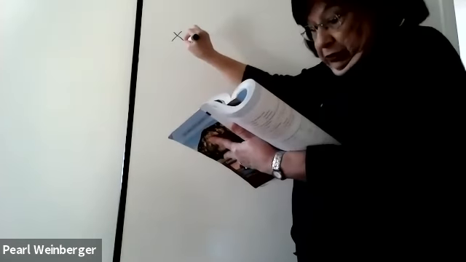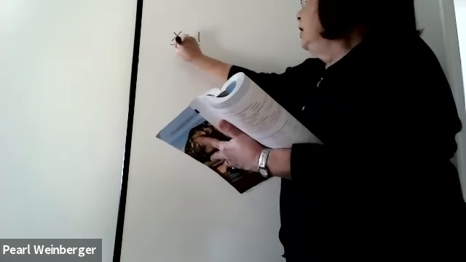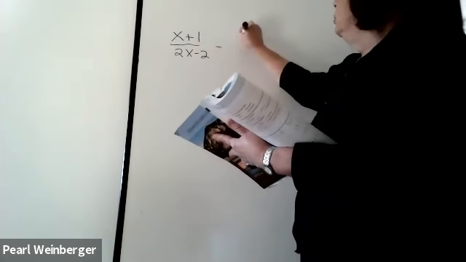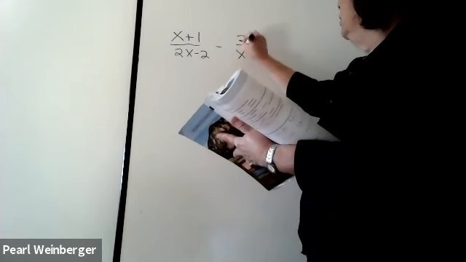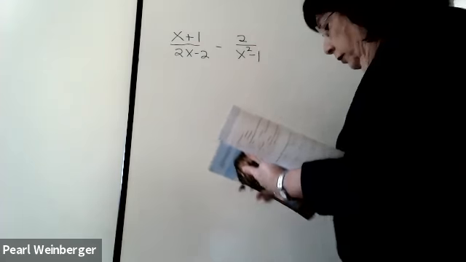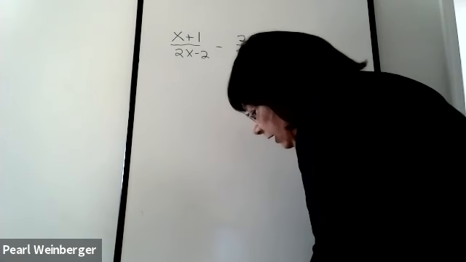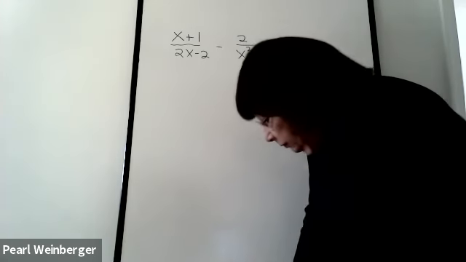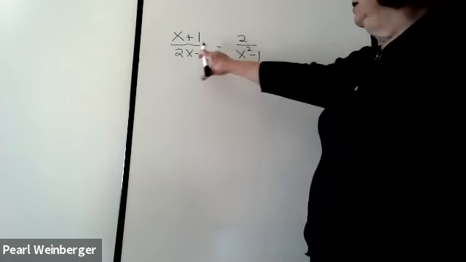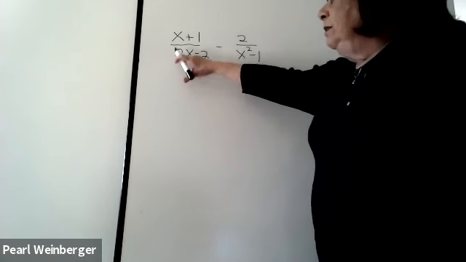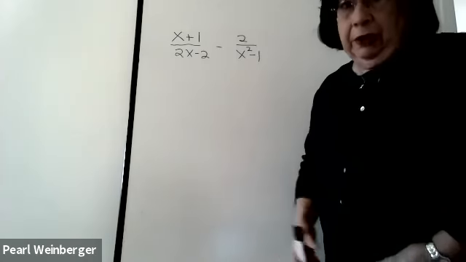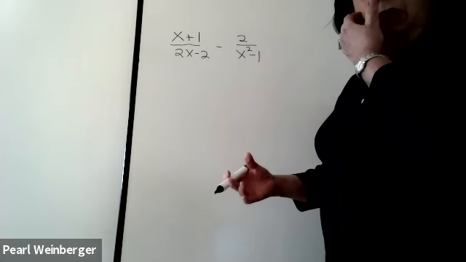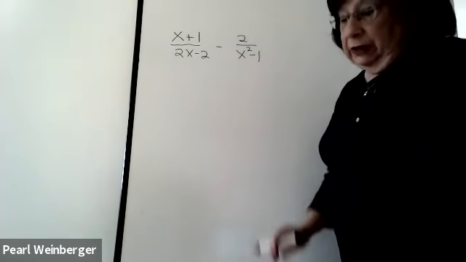problem. I have x plus 1 over 2x minus 2 minus 2 over x squared minus 1. I'm again subtracting my fractions. In this case, my denominators are binomials, or any polynomial. It's not just a monomial. And we do not have a common denominator.